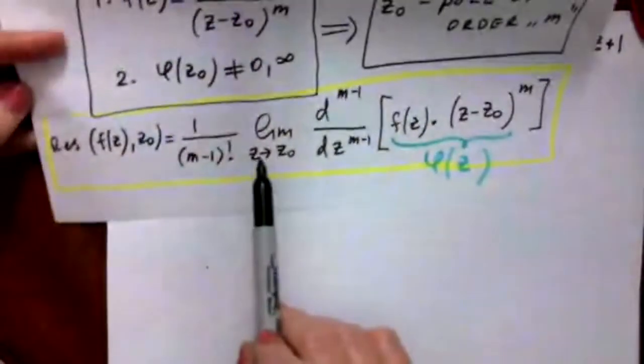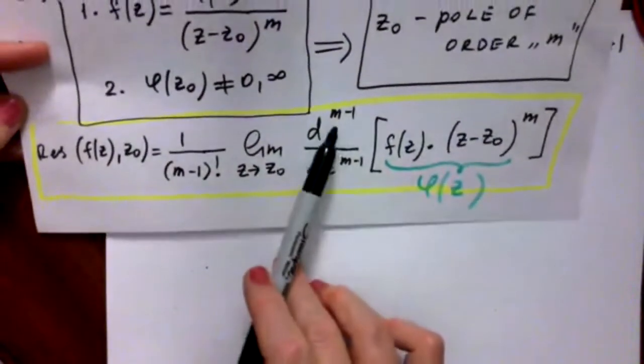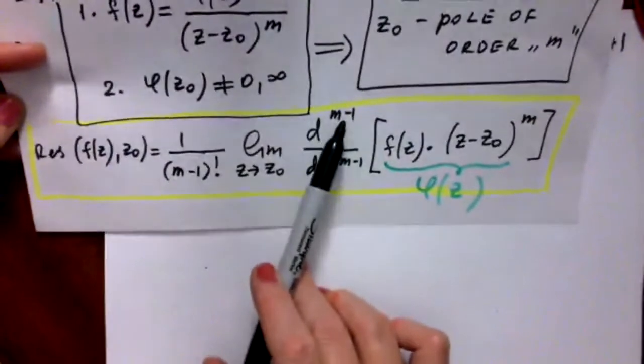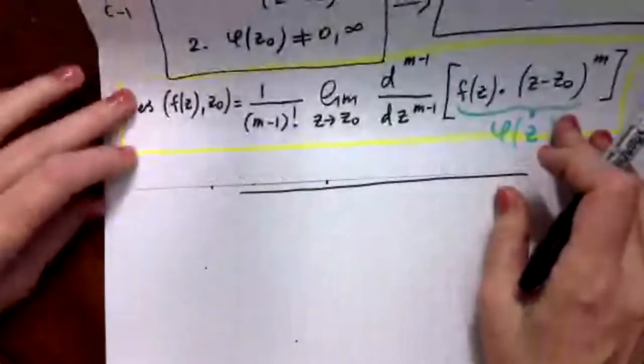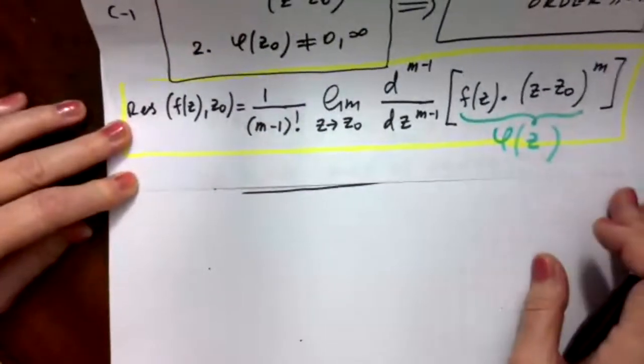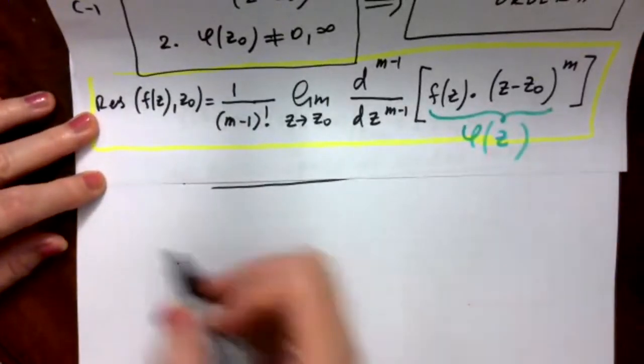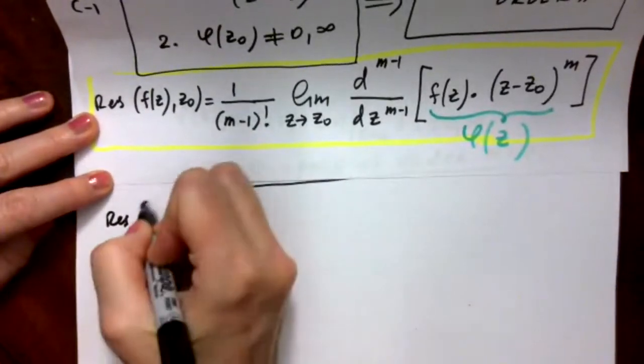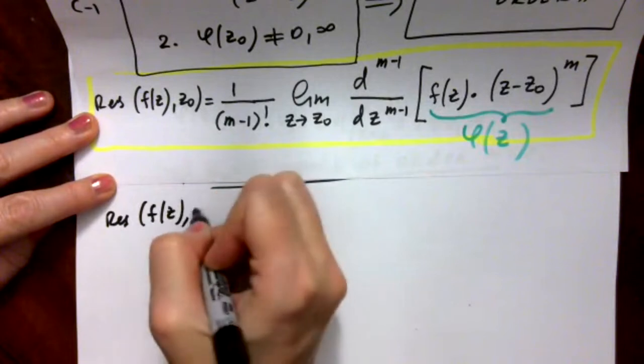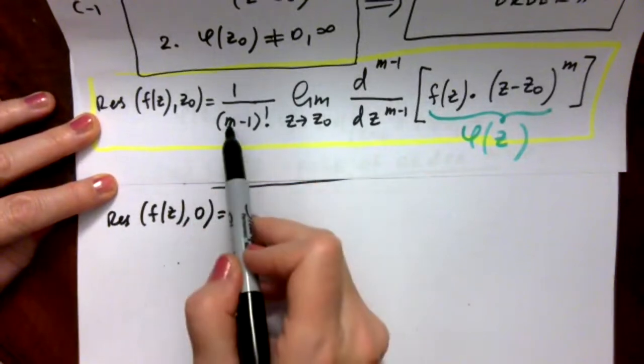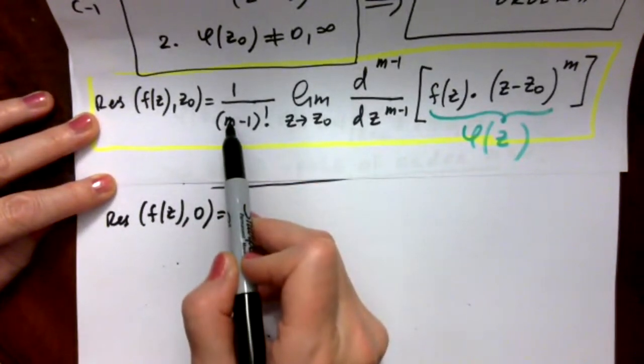But now, of course, we need to apply this formula. We know that our m is equal to 2, so we need to start applying our data into this formula. I'm trying to hold it in the screen. So let's start. Residue of f of z at point 0, of course, in our case.